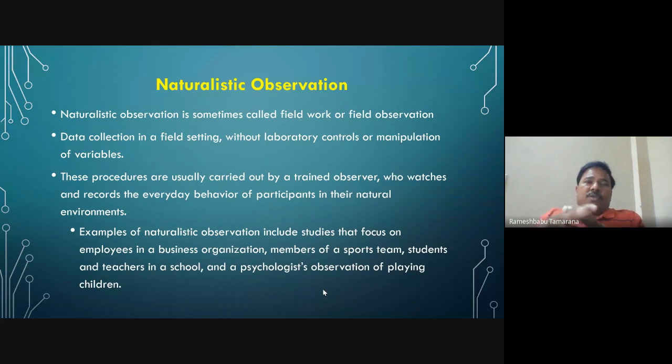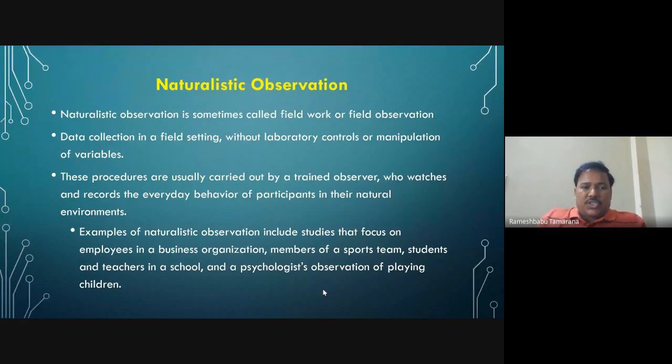And under the observational methods, we have several sub-methods. Observational method is the broader one, and we have naturalistic observation, systematic observation, and participant observation as part of it. Whatever the broad definition is, it is applicable to naturalistic observation, because naturalistic observation is sometimes called field work or field observation. That is what I told you a few seconds back. That is the overall observational method.